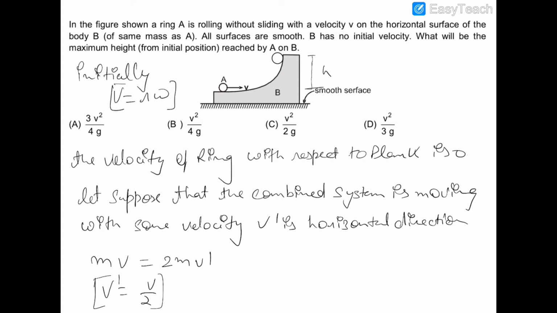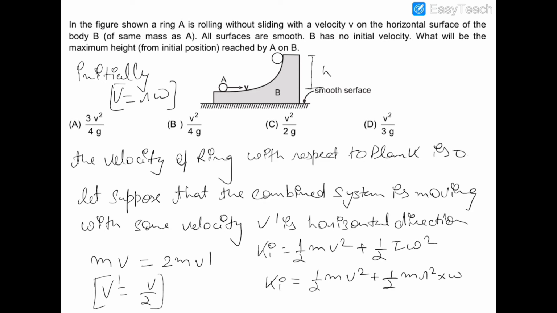And also we know that the initial kinetic energy was half mv square as well as half I omega square of the ring, because the ring is rolling purely. So this is half mv square plus half I omega square, where I is mr square and omega is v by r, so this is v square by r square. Cancelling r square with r square, the initial kinetic energy would be mv square.